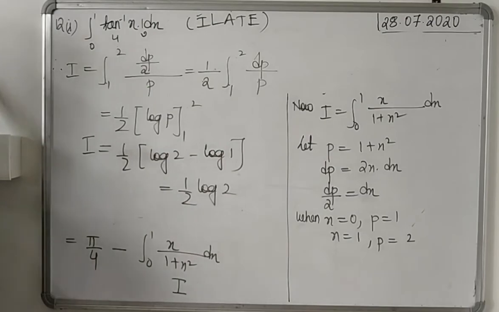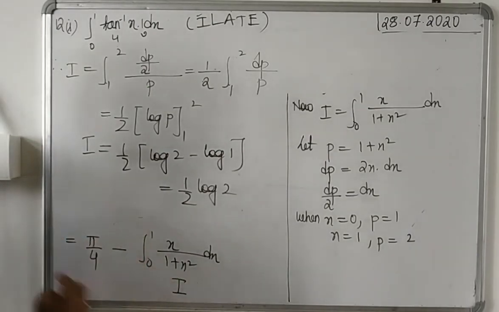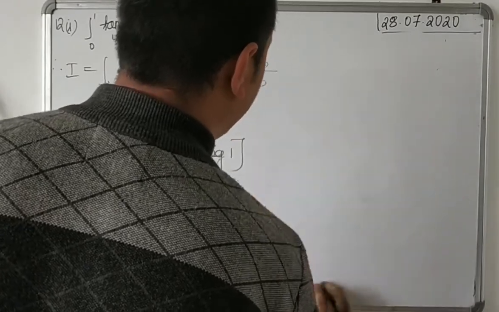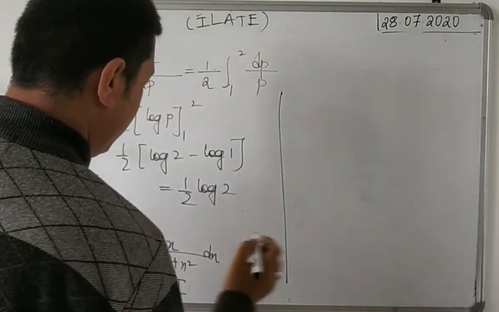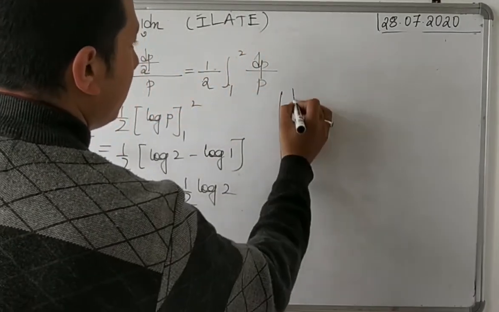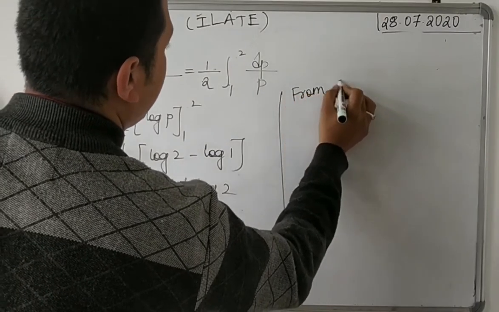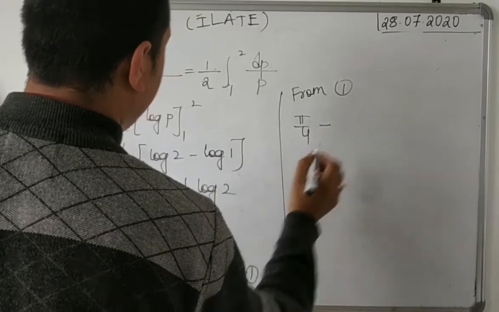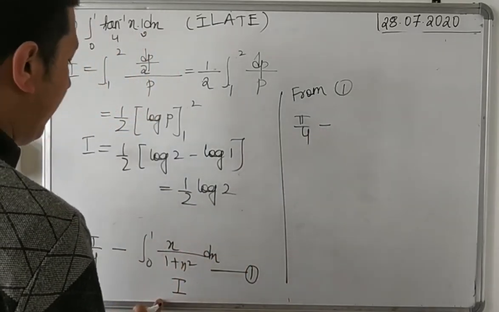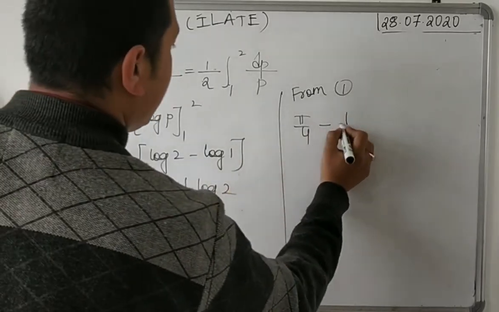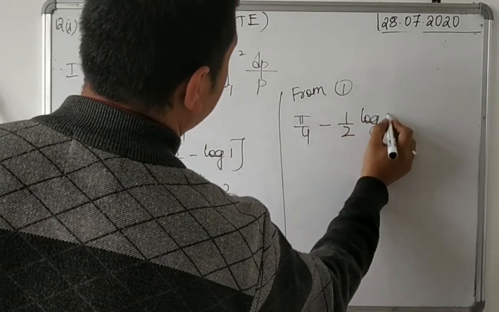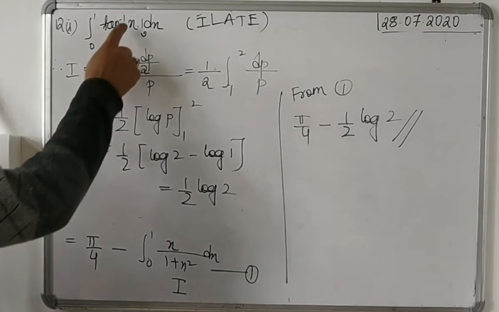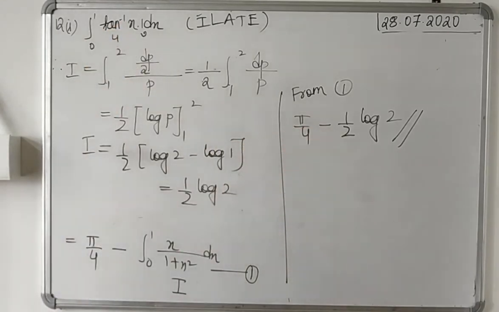So now finally what we'll do is we'll put this value out here. So therefore, the final step will be, if I keep this as equation 1, therefore from 1, what I get is pi by 4 minus the value for this was I, and the value for I we got is half log 2. So pause the video and note it down. The value for this integral is pi by 4 minus half log 2. Okay?